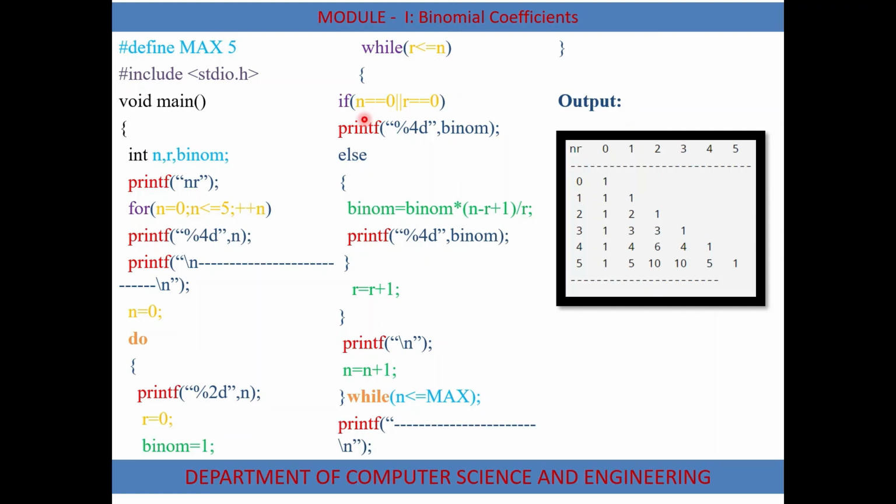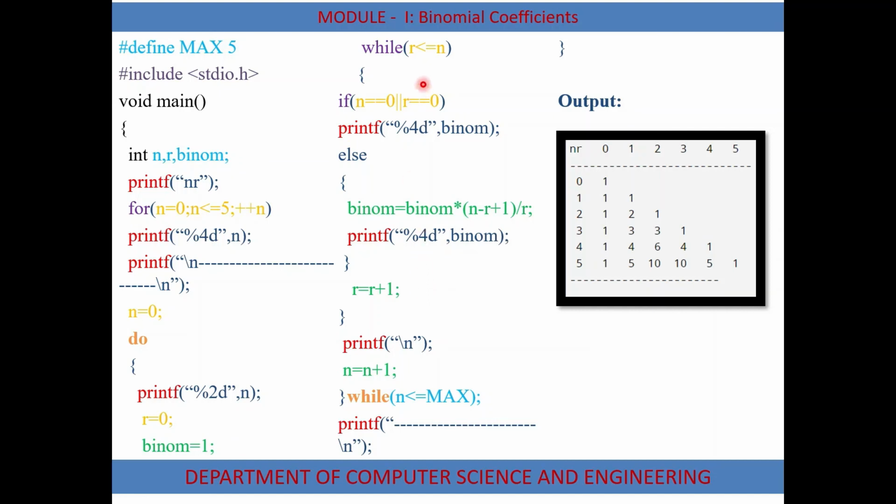So if the value of n is 2, 2 equal to 0 or 0 equal to 0, yes, here this part is true. So the condition is true, so print the value of binomial. What is the value of binomial? That is 1. Now increment the value of r by 1. r is equal to 0 plus 1 is equal to 1.